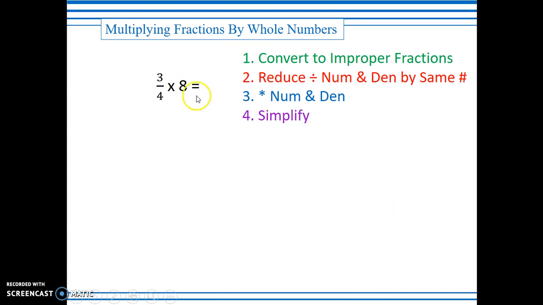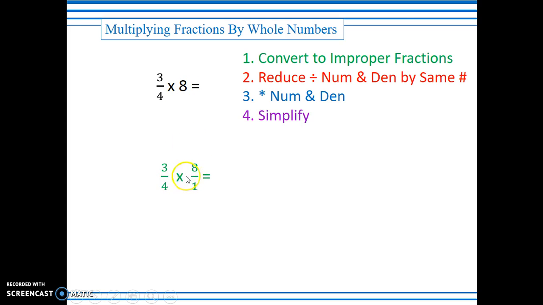Okay, now here is a whole number. That whole number can be represented as an improper fraction, though. So if we have 3/4 times 8/1, again, 8 divided by 1 is 8. So I just rewrote it a different way. Haven't done anything but rewrite it.